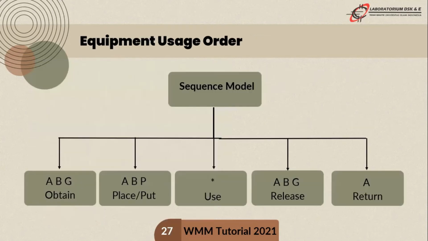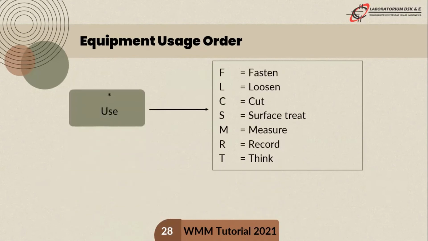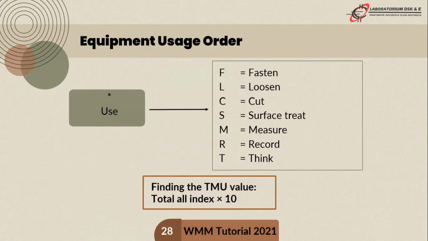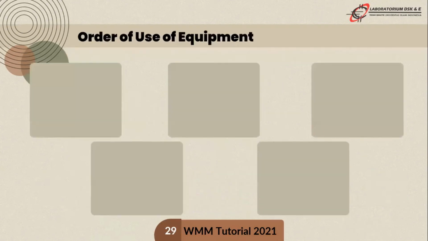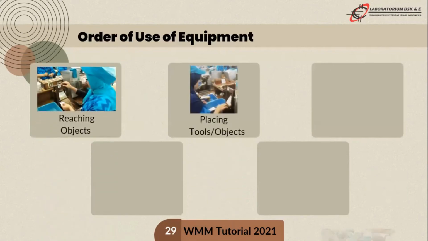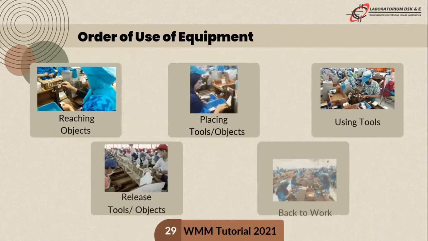Okay, now we talk about the equipment usage order. In the sequence model, we have 5 groups: obtain, place, use, release, and return. For use, there are F, L, C, S, M, R, and T, which refer to fasten, loosen, cut, survey, measure, record, and think. It's still the same formula: total all indexes times 10. Okay, and let's continue with the order of use of the equipment. They are reaching, placing, using, release, and back to work.